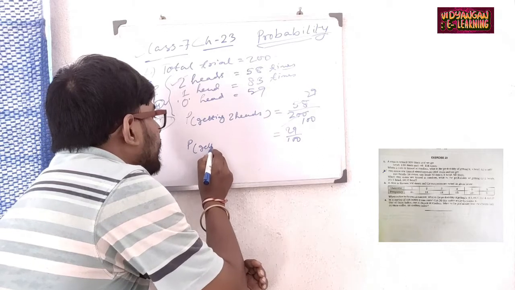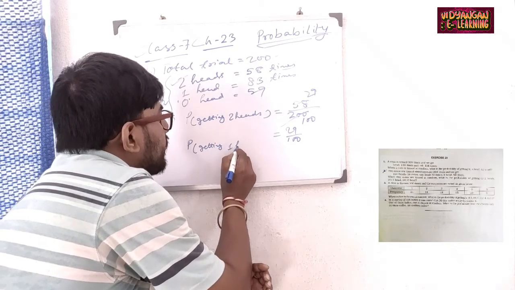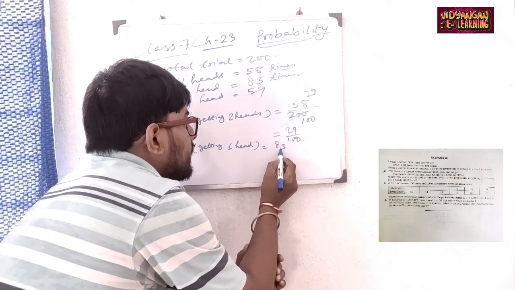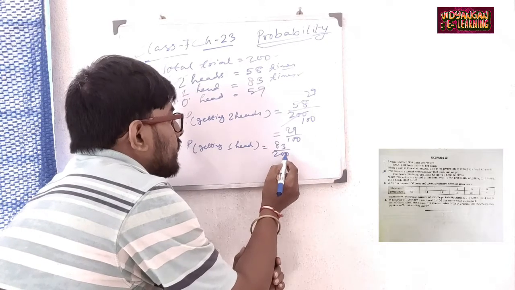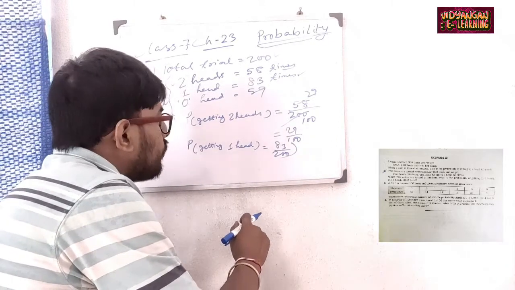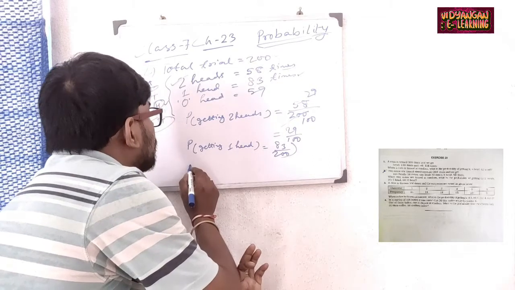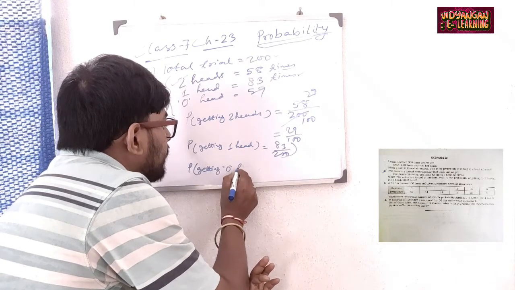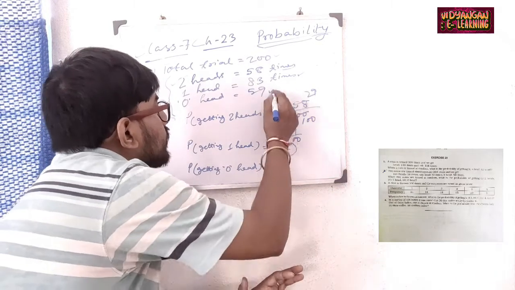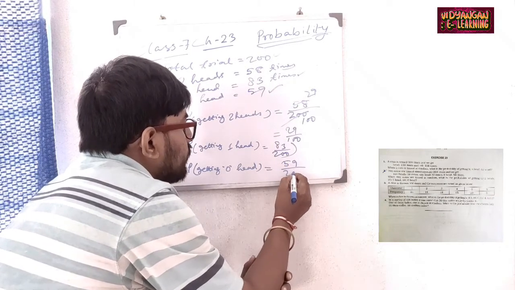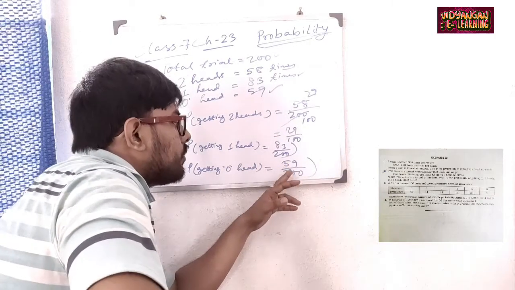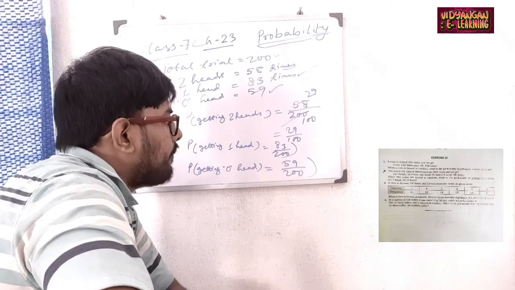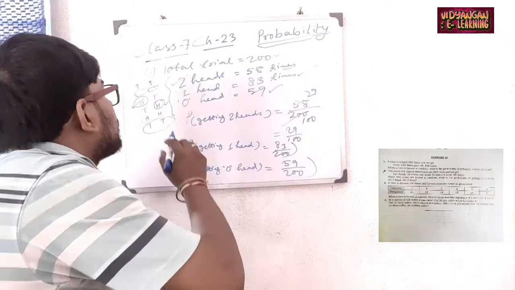Probability of getting 1 head is equal to 83 times out of 200. These are prime to each other, so no cancellation will happen. Now the probability of getting 0 head is 59 out of 200. These are also prime to each other, so no simplification will happen in this case. So we get the answer to question number 2.